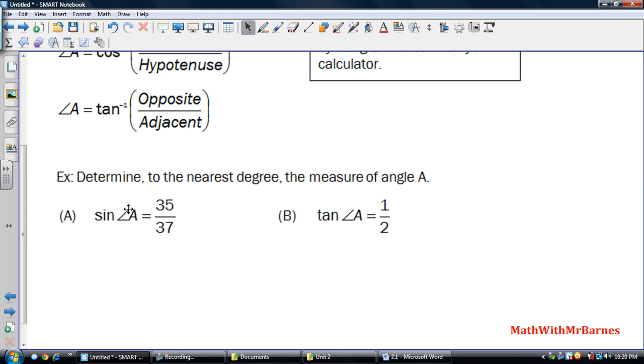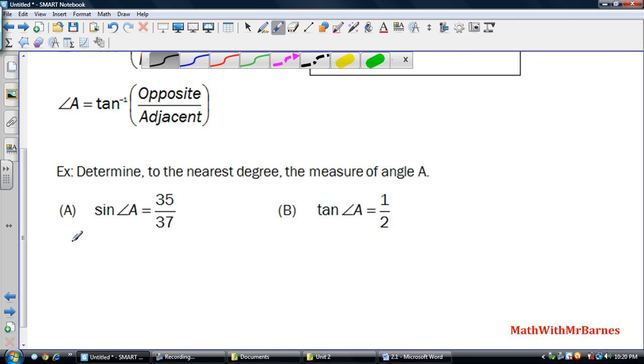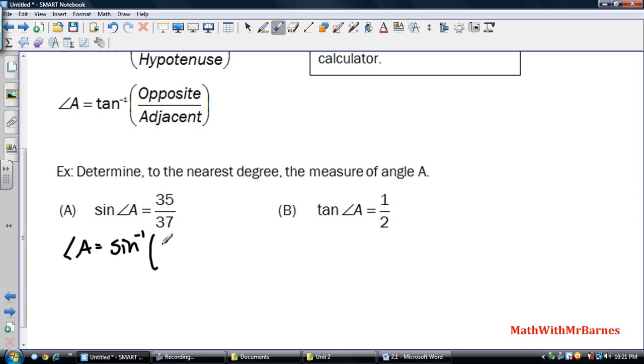Sine of something gives me 35 over 37. Well, if I know that, I can rewrite this like this. So angle A is equal to sine -1 of 35 over 37. So now if I work this out in my calculator, this is what you should be listening to me.